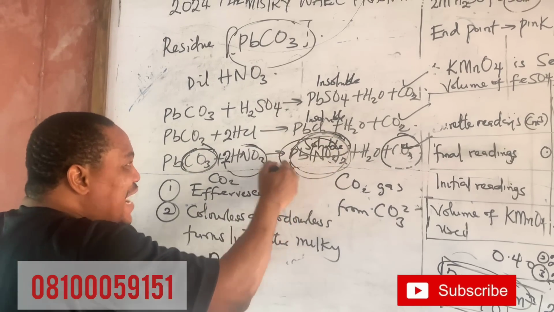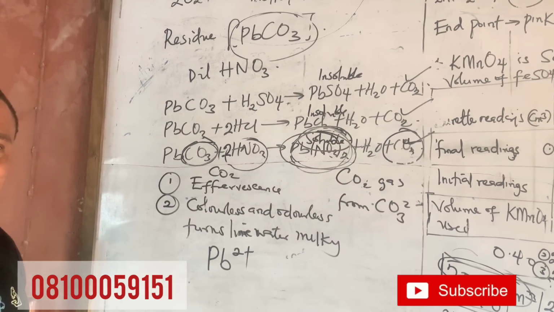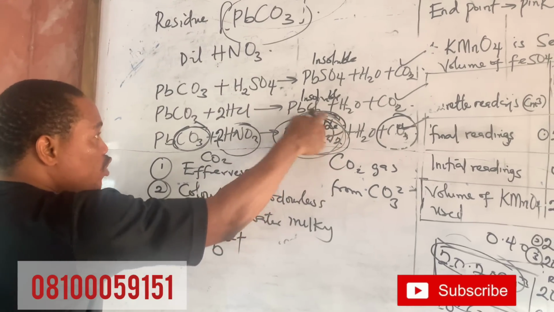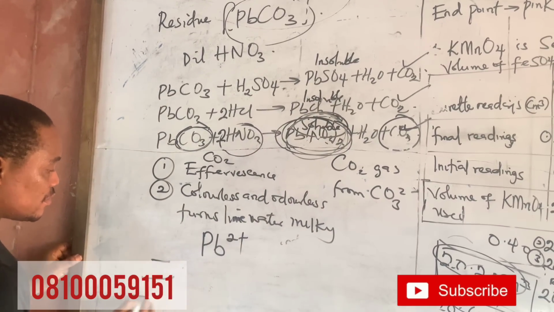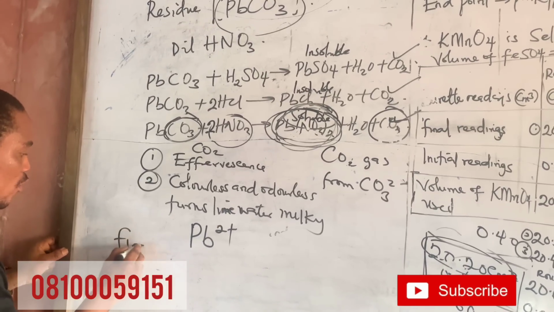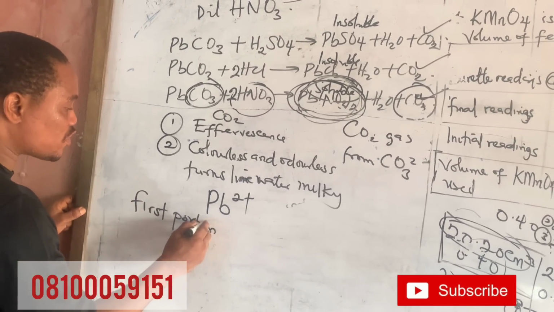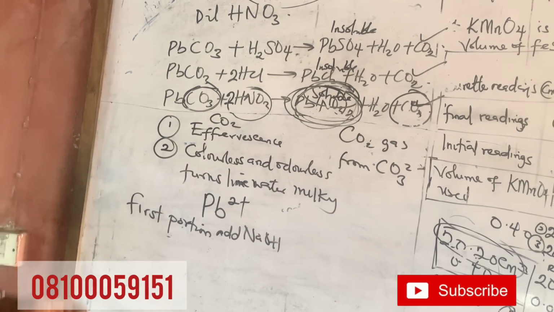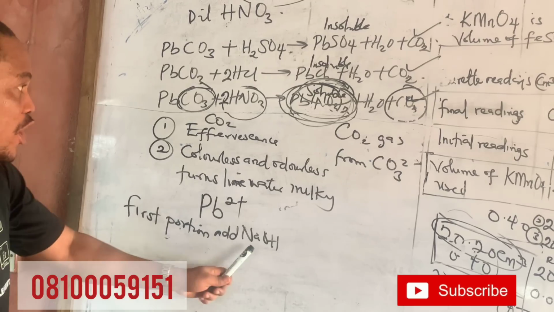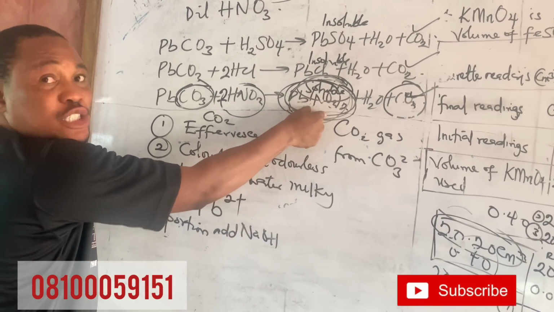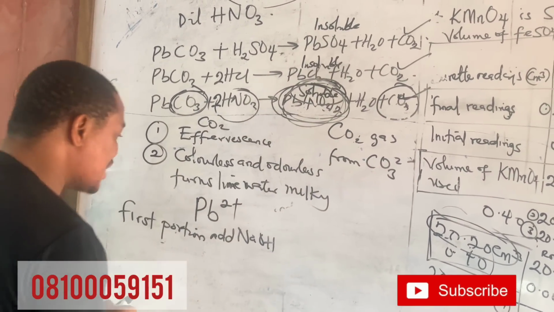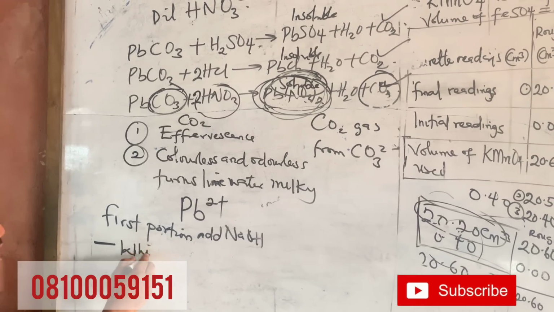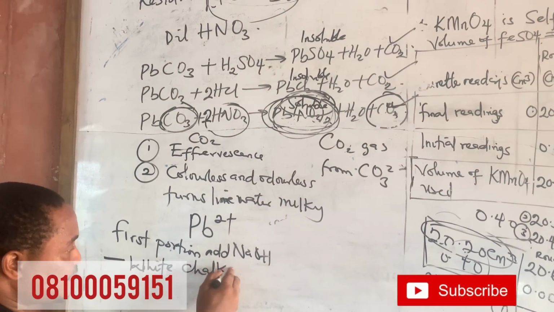They will now ask us to take this one and divide it into 2 or 3, because this one is a clear solution now, it is colorless already. So they will now say, from the solution of this, divide it into 3. So let's divide it into 3. First portion, what will happen? They will now say, okay, for the first portion, add sodium hydroxide. I don't know if we are together. So for the first portion, we are adding sodium hydroxide. When you add sodium hydroxide to this one, what will happen? You are going to see a white, chalky precipitate. Please take note of this.